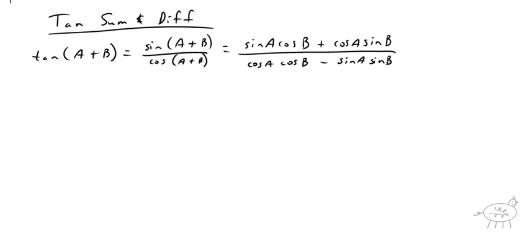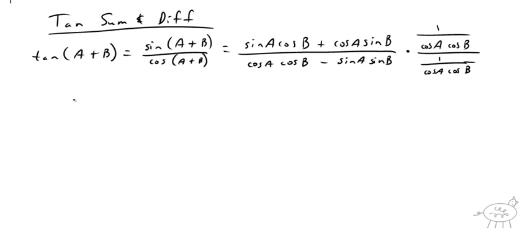Sweet. So here's the deal. I want to get things in terms of tangent. Everything's in terms of sine and cosine. The way to get things in terms of tangent is to multiply the top by 1 over cosine of A cosine of B, and the bottom by 1 over cosine of A cosine of B. That's going to give us lots of tangents. Of course, multiplying by that is obviously multiplying by 1, right?